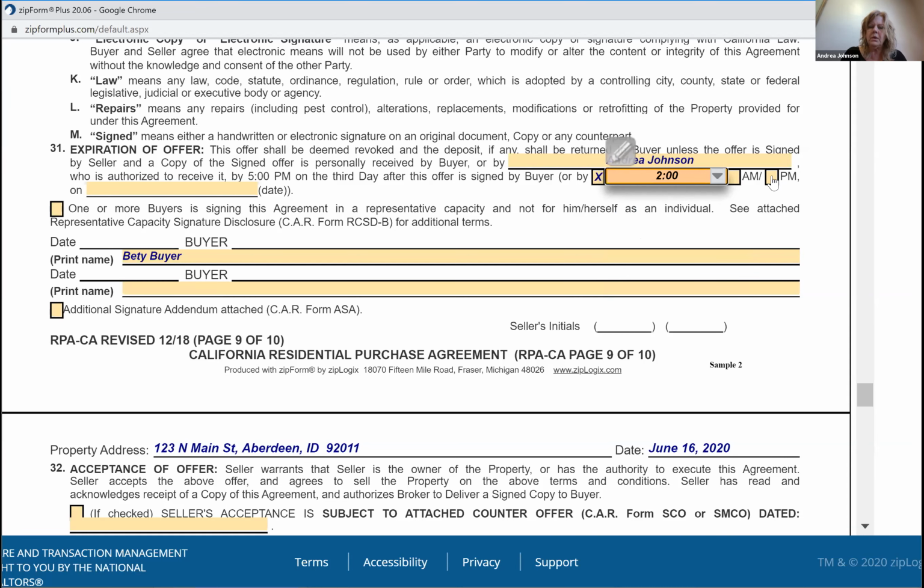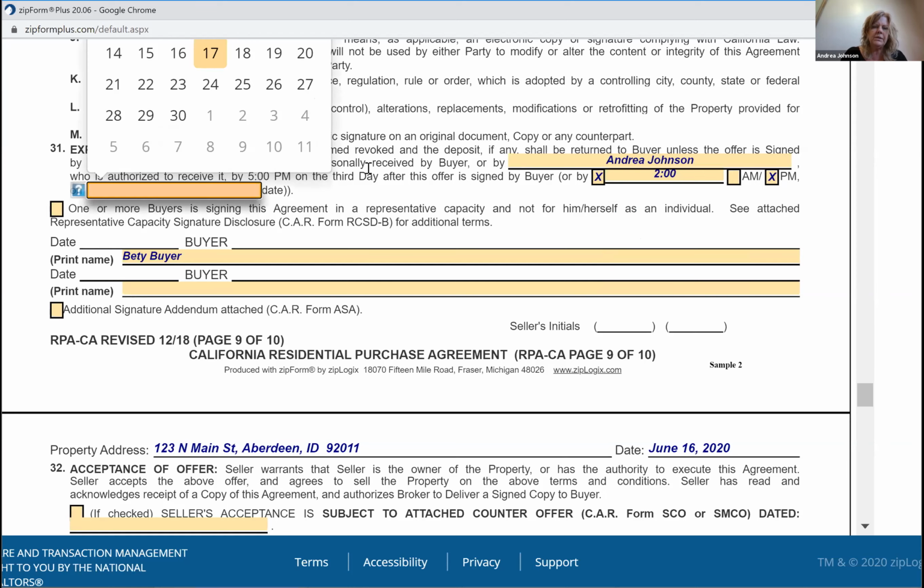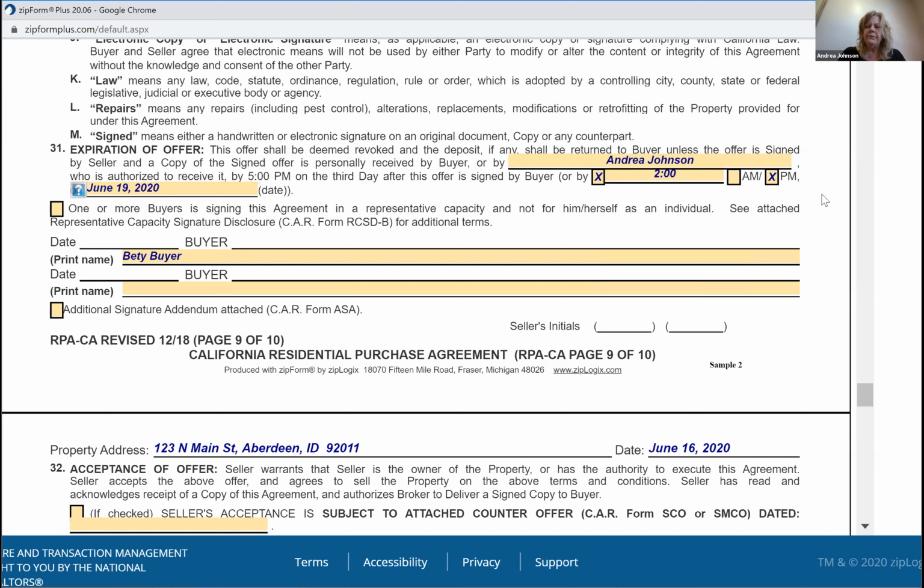2 p.m. on whatever date. Okay, so let's say it was today, and we're going to say by 2 p.m. We want it by 2 p.m. on the 19th. Now, you'll sometimes get people who say, let's make them respond by tomorrow at noon. You know, let's be tough, or we're not buying it. We're out of here.